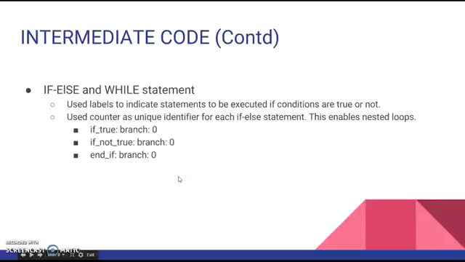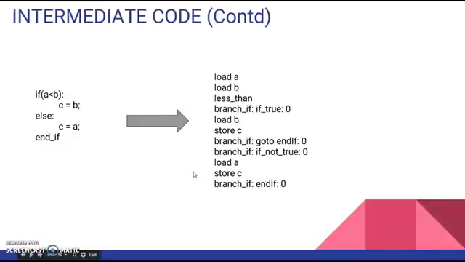For if-else statement, we maintain labels. Labels mark which statements are to be executed if the condition is met. Additionally, we have a unique identifier which basically helps us to differentiate each if-else statement. This enables us to have nested if-else statements.